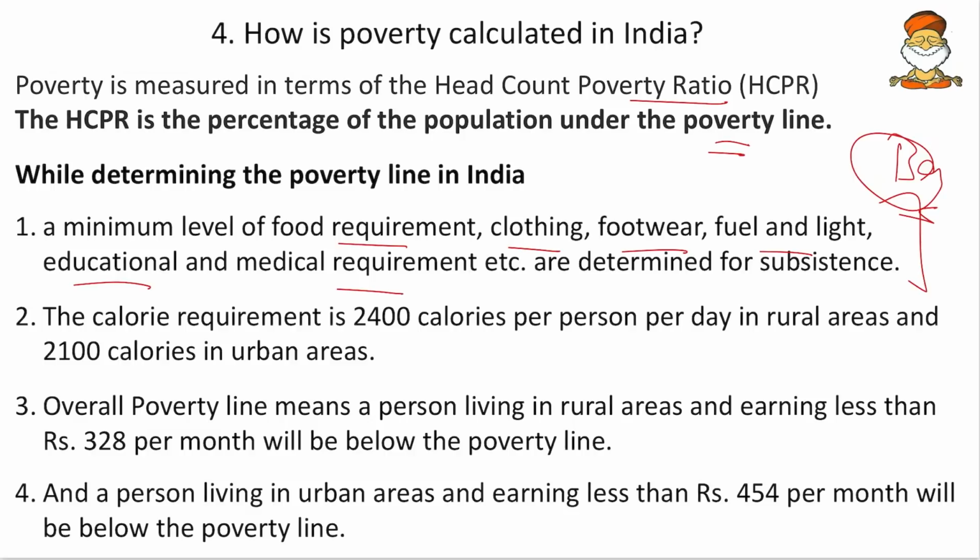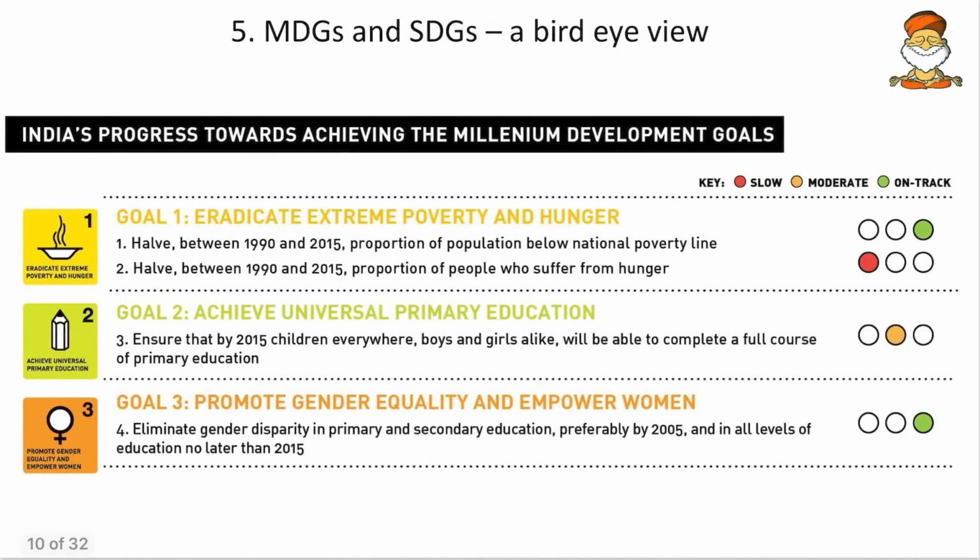Then the calorie requirement is 2400 calories per person per day in rural areas and 2100 calories in urban areas. So make sure that this is more for rural India. So don't confuse and don't write vice versa. Then the overall poverty line means a person living in rural areas and earning less than rupees 328 per month, and in urban areas, it is 554 per month. So again, the monthly expenditure and income is more for the urban because the cost of living is more.